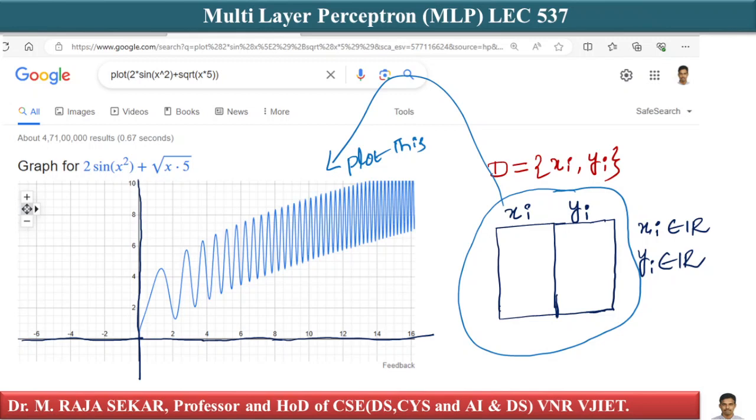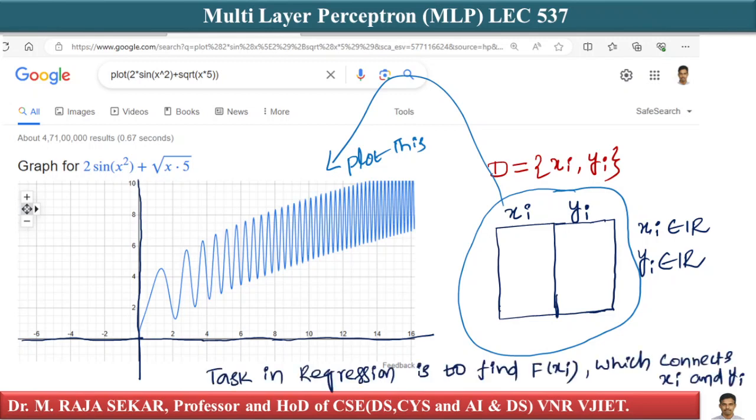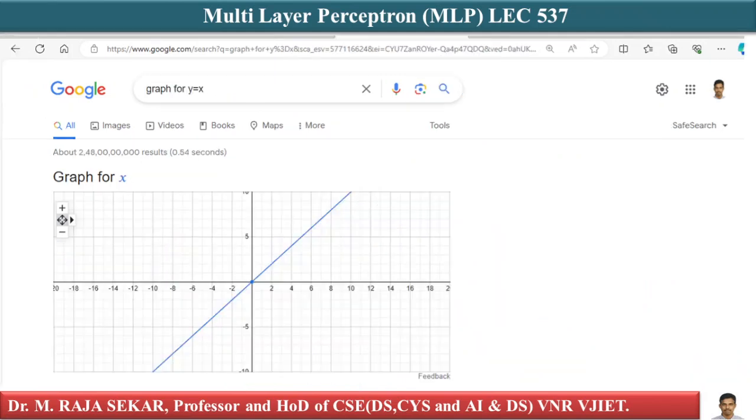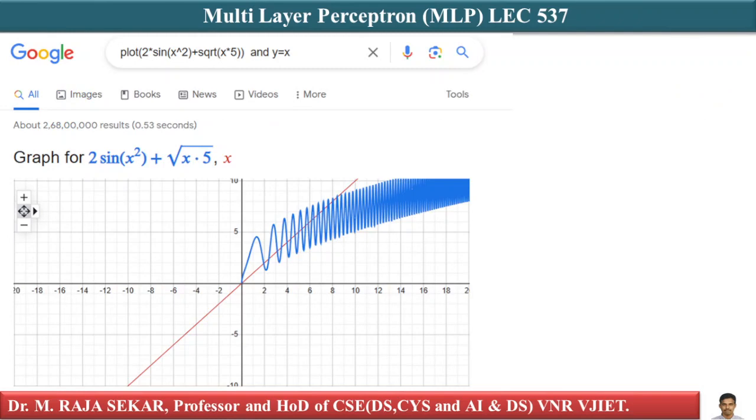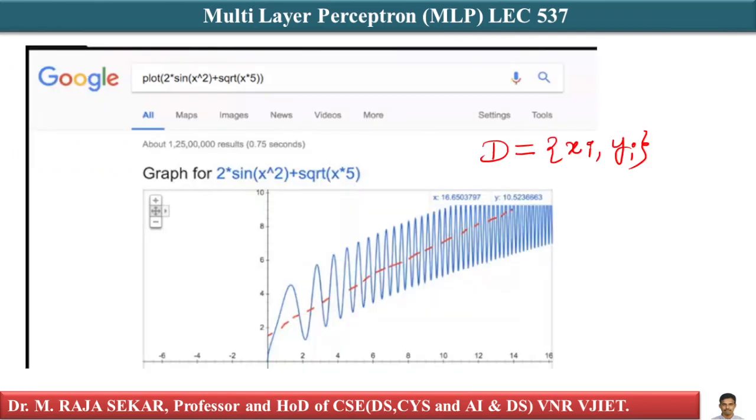Let's say case 1: capital F of xi equals xi. So if I say yi equals xi, how will this plot look? The plot of y equals x is a 45 degree line. Of course, some points are close to this line, but there are lots of points where the error is large. So your function is far more complex than a simple line. If I do a simple linear regression on xi and yi, probably the line looks like this.